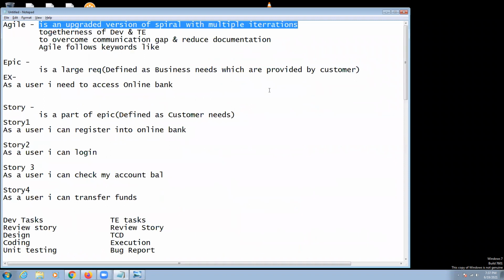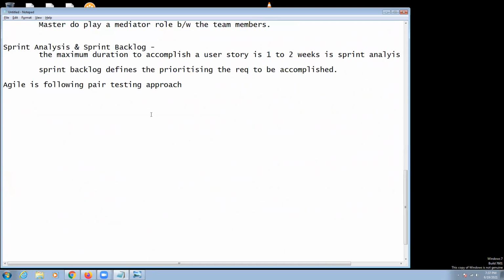Here's your answer. Yesterday in the spiral, we said spiral is following pair testing. And here, agile, when we came down, we said it is an upgraded version of spiral, with multiple iterations. Again, we will be talking about a pair testing approach. The entire approach is a pair testing approach, right?